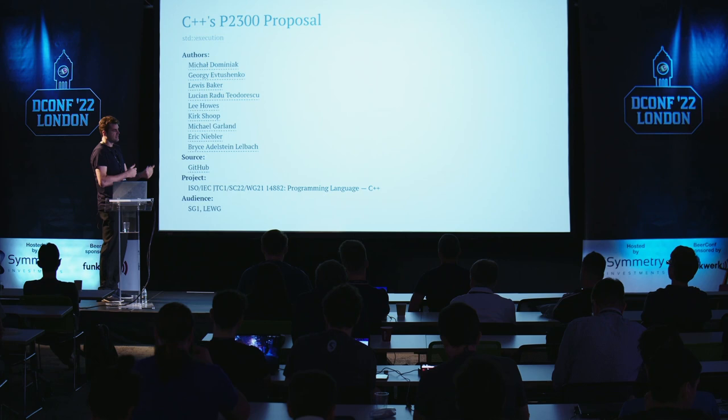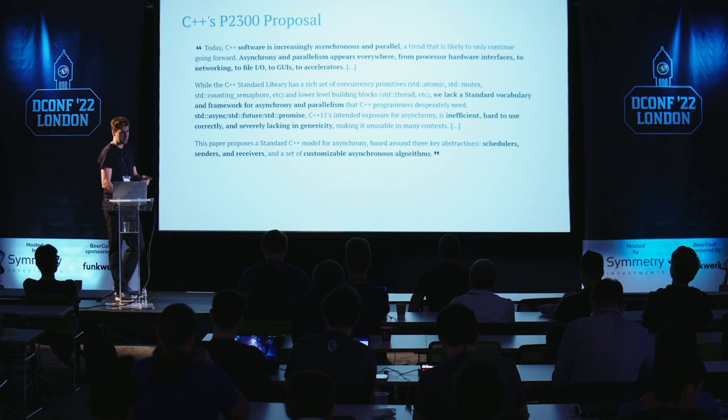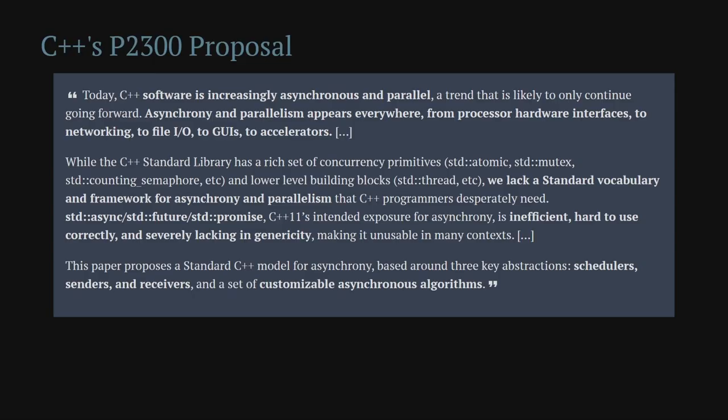Right? This is what they say in the introduction. Software is increasingly becoming asynchronous and parallel. It appears everywhere, from hardware interfaces, networking, file I/O, GUIs, accelerators, GPUs, and that stuff. The standard library has a rich set of concurrency primitives and lower-level building blocks, but they lack a standard vocabulary and framework for asynchrony and parallelism. Right? They have async and future and promise, but they're inefficient, and they're hard to use, and they lack genericity.